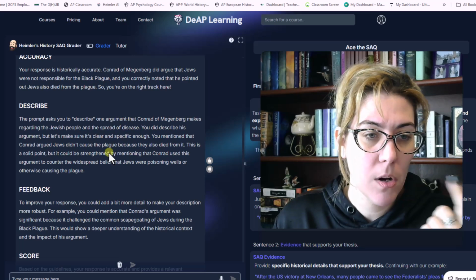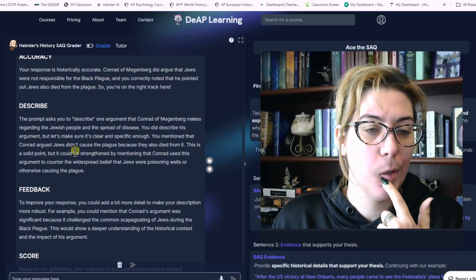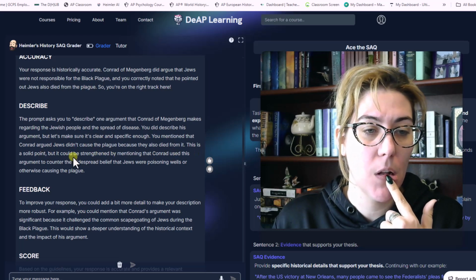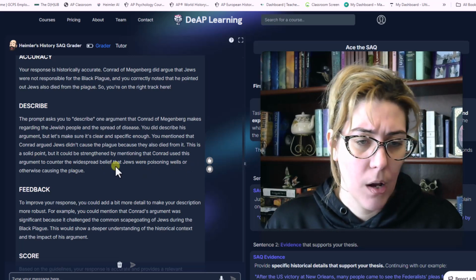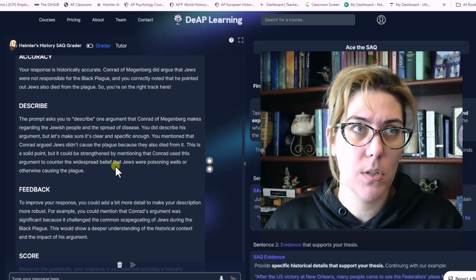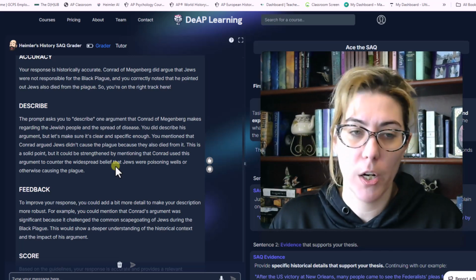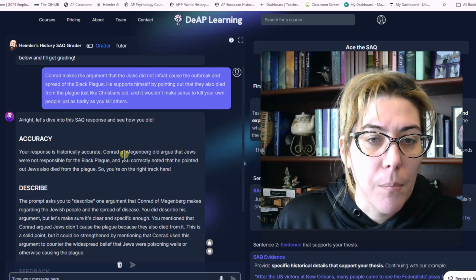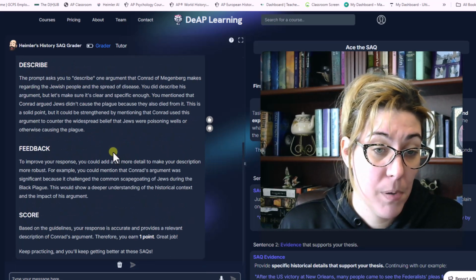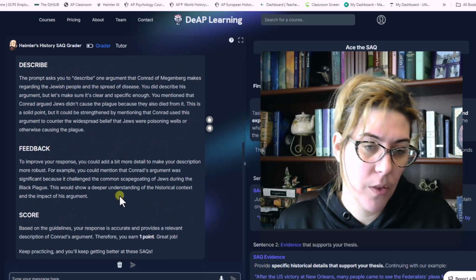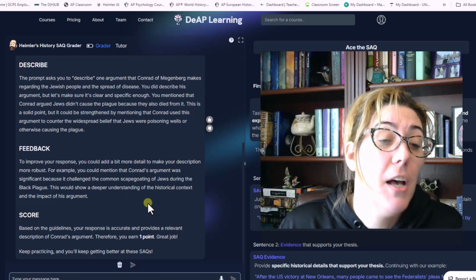The prompt says to describe his argument. I did describe, but I need to make it clear and specific. You mentioned that Conrad argued Jews didn't cause it because they also died from it. This is a solid point, but can be strengthened by mentioning that Conrad used his argument to counter the... Oh, okay. All right. I get that. So to say what his argument is in terms of what the opposite side is. So if I just mentioned that most people believe Jews caused it, but Conrad is arguing blah, blah, blah. Well, I kind of did that by saying Jews did not in fact cause it, but okay. All right, but I got it. So if I would just mention that others were scapegoating, which I did in A, but that's me being defensive. Okay, I got the point anyways.